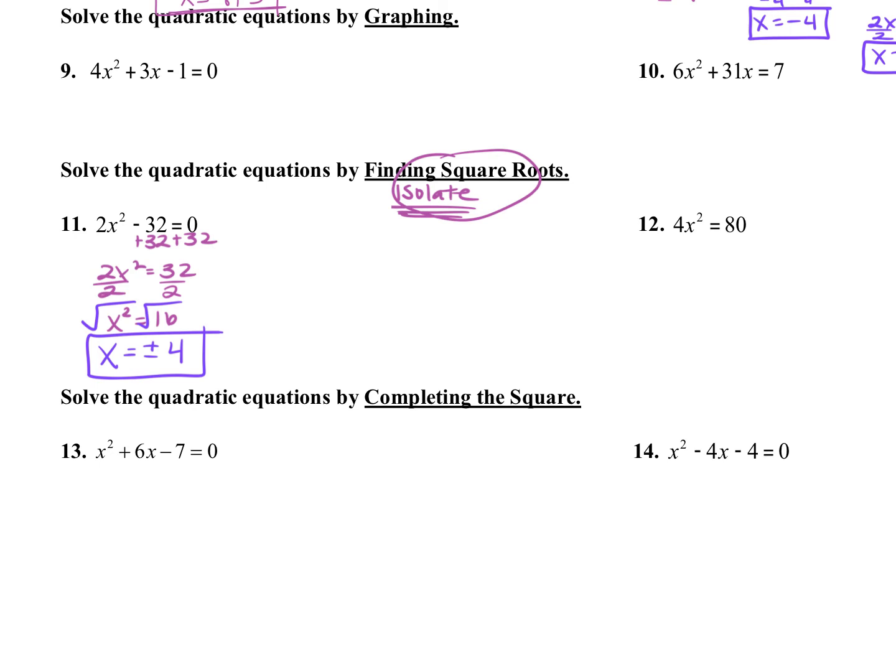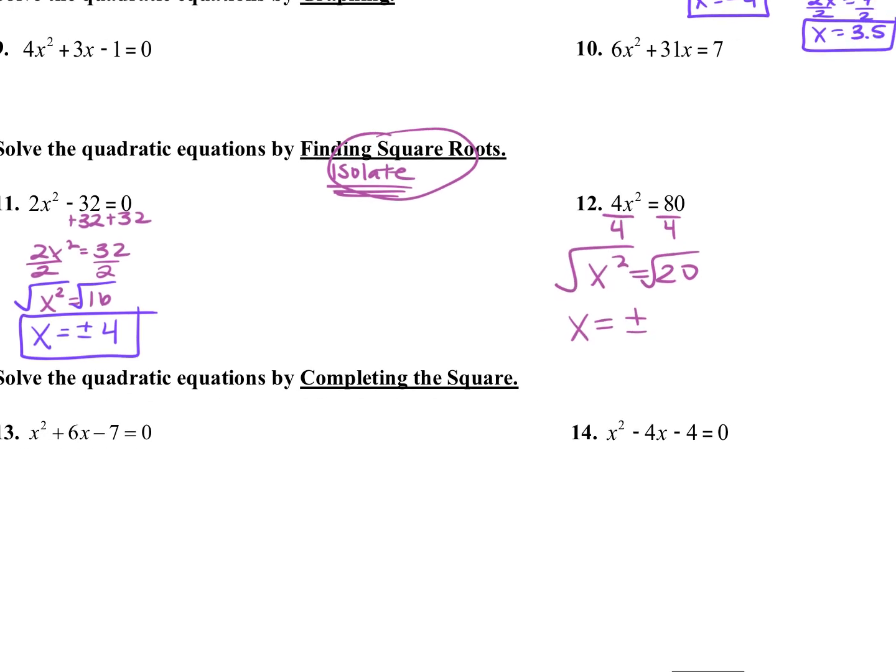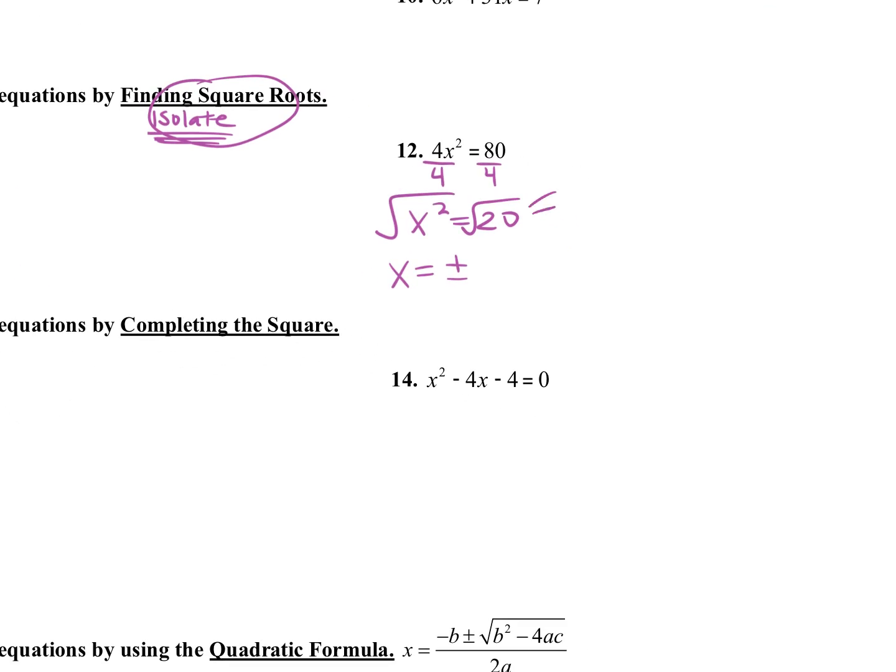What'd you get? Plus or minus 2 rad 5. So divide by 4, and you get x squared equals 20. And then when we square root that, that's where you want to put in the plus or minus right away. But the square root of 20, you can do the square root of 4 times the square root of 5. So that's 2 times the square root of 5.